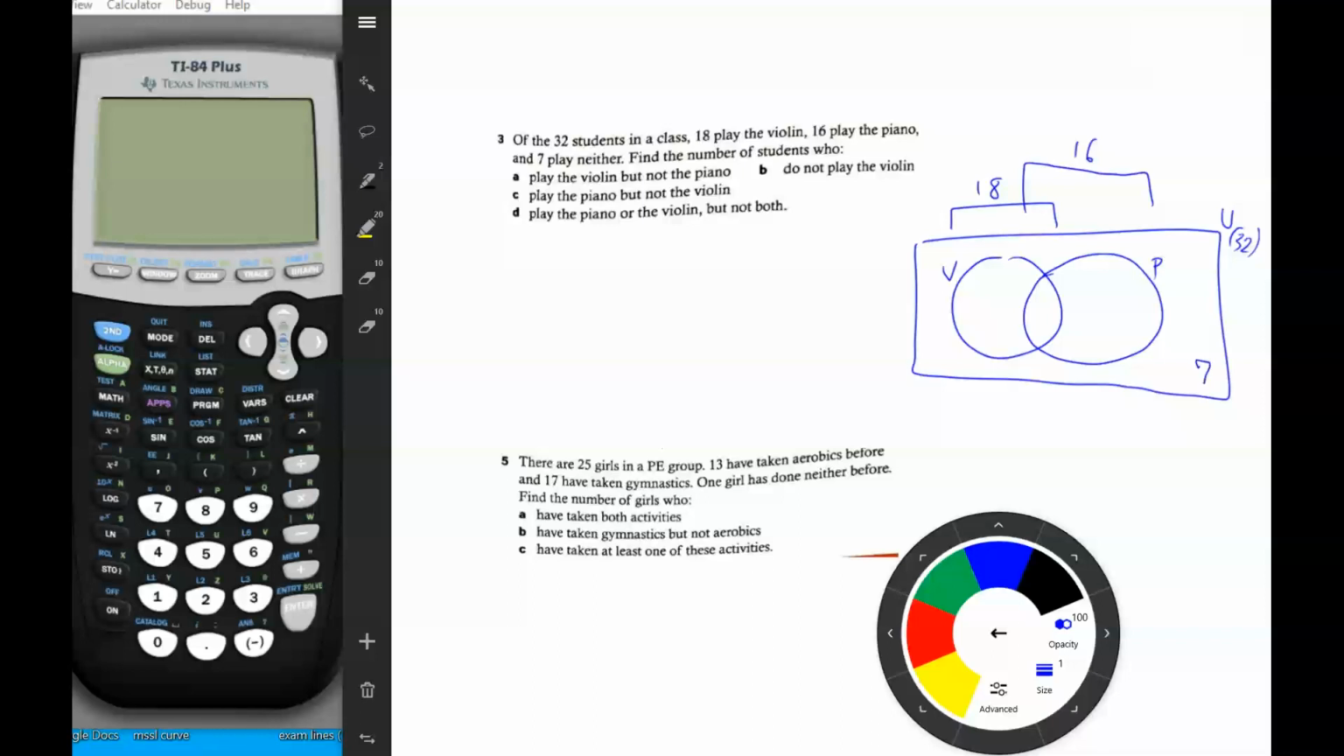Find the number of students who play the piano but not the violin, etc. Okay, so first let's figure out how many people go in the middle, all right? That's the tricky part, especially in this case, they didn't tell us how many people are in the middle. So the way you do it, this is something I learned from a student in my first IB cohort.